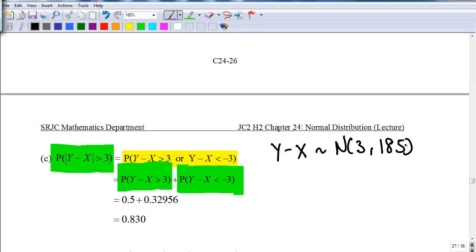If you recall, if you look at your notes earlier, it has got mean 3 and variance 185. Okay, so you can just again use your GC to compute all this out to get your answer for each one of them. And then final answer, 0.830. Done.